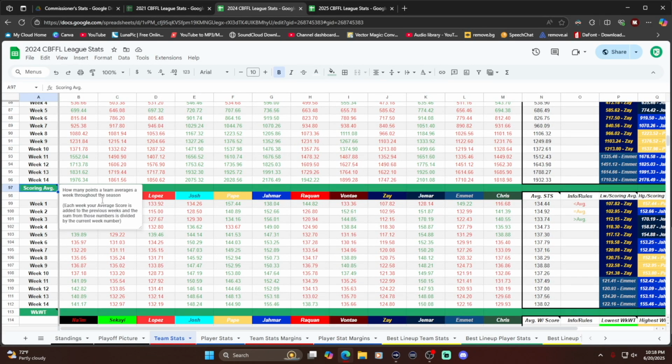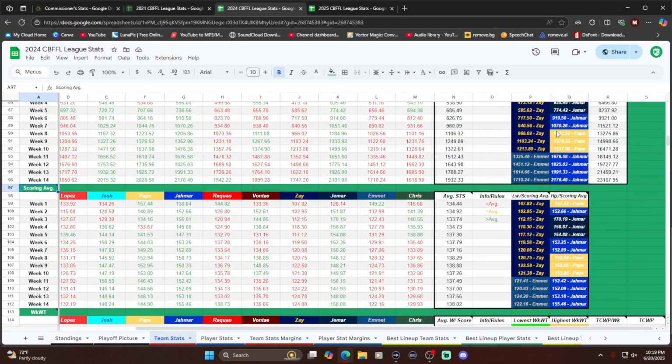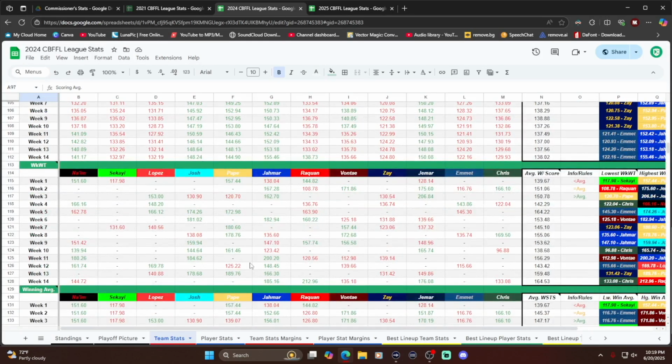Here on the left, simple explanation. How many points a team averages a week throughout the season. Each week, your average is added to your previous week, and the sum of those numbers is divided by the current week number. That's how that's calculated, just for those who were curious. As you can see, these numbers are the same. Well, they're not the same numbers, but the names match up each week. Now here we get into some more advanced stats. Not too advanced, it's just we're looking at other stuff here now.